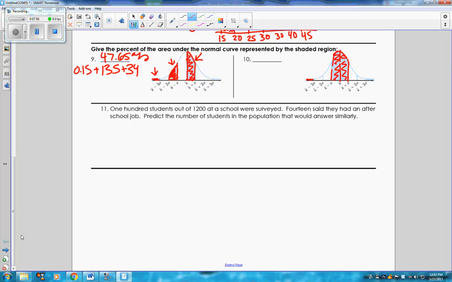Those 2 areas and the little area on the end. So on this problem, I know that the 2 smallest portions are 0.15%. So I'm going to add 0.15 twice. Now these 2 areas are 34% each. So I'm going to have 34 plus 34. When you add those up, you should get 68.3%.